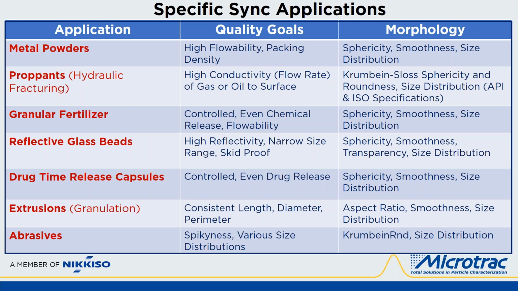Abrasives used to clean, polish, or abrade hard surfaces need a spiky, sharp-angled external surface and various size distributions for different tasks. Key parameters are the Krumbein roundness and size. The lower the Krumbein roundness, the more sharp-angled the surface is.